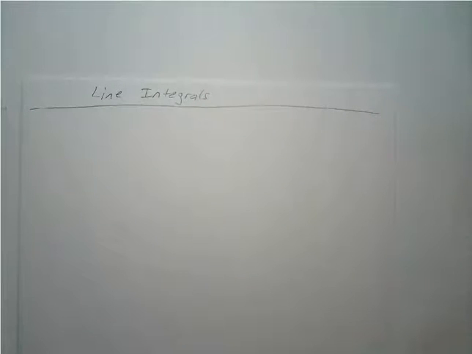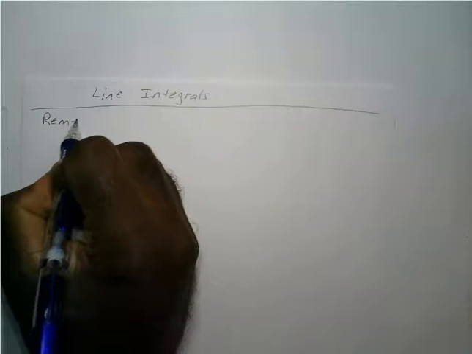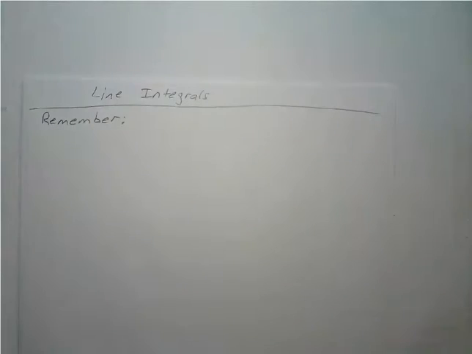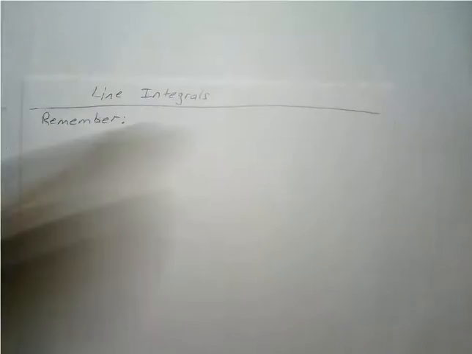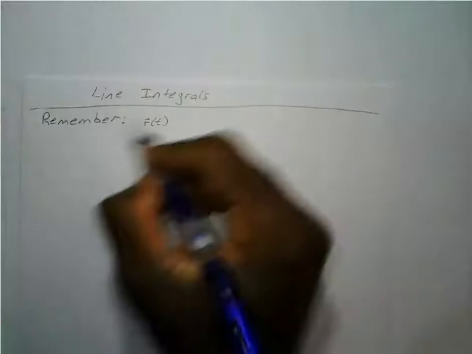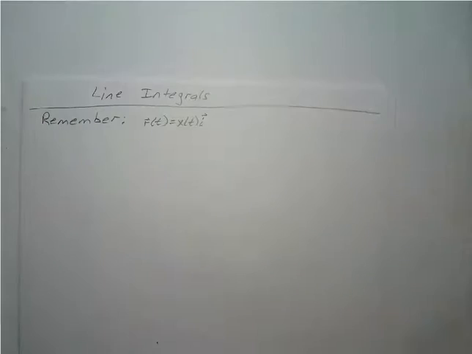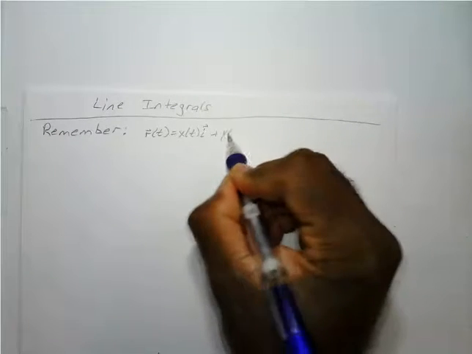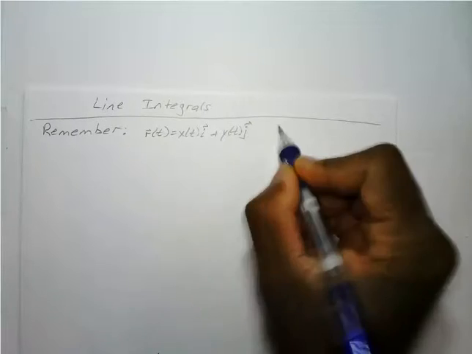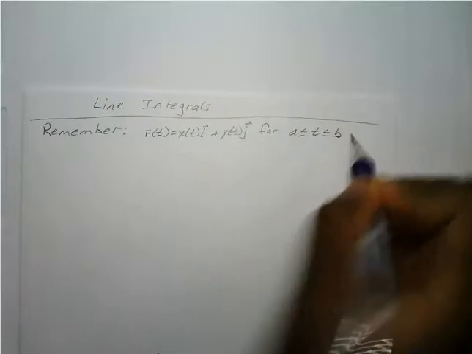Hello everyone. In this video we will be covering line integrals. Before we get started, I want you to remember that you have the vector valued function x of t i plus y of t times a j vector, for a value of t that's between some a and b.